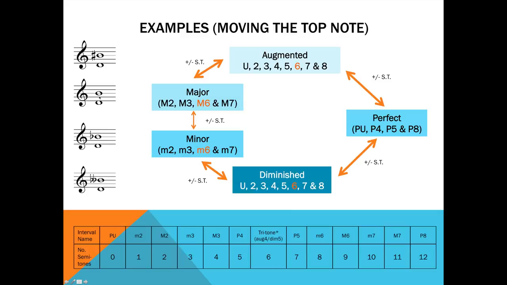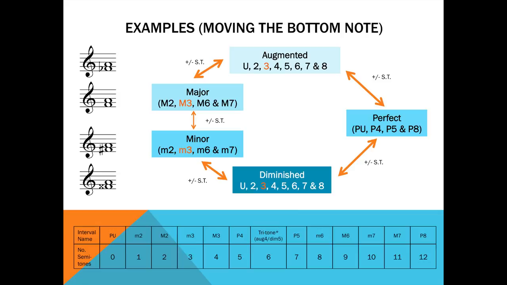Yeah, so it was 9 semitones, it's now 10 semitones. So down here, 10 semitones is one semitone further apart than what we're expecting a major sixth to be. So therefore, it's an augmented sixth. Okay? Let's have a look at another couple. I'll speed up a little bit as I go through.